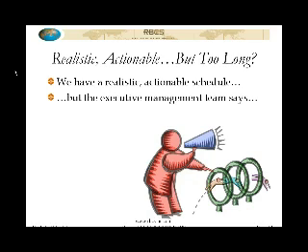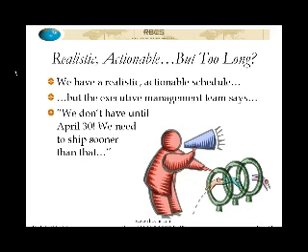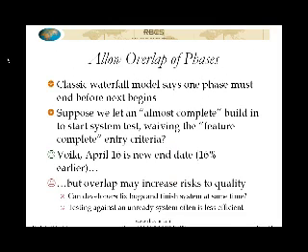So we've got this realistic, actionable schedule, but then management looks at that and says, no, that's not okay. April 30th, we can't ship on April 30th. We have to be done earlier than that. And so, what do you do? What are your options when you're told, that's a nice looking schedule there, but that's not something that we can do?